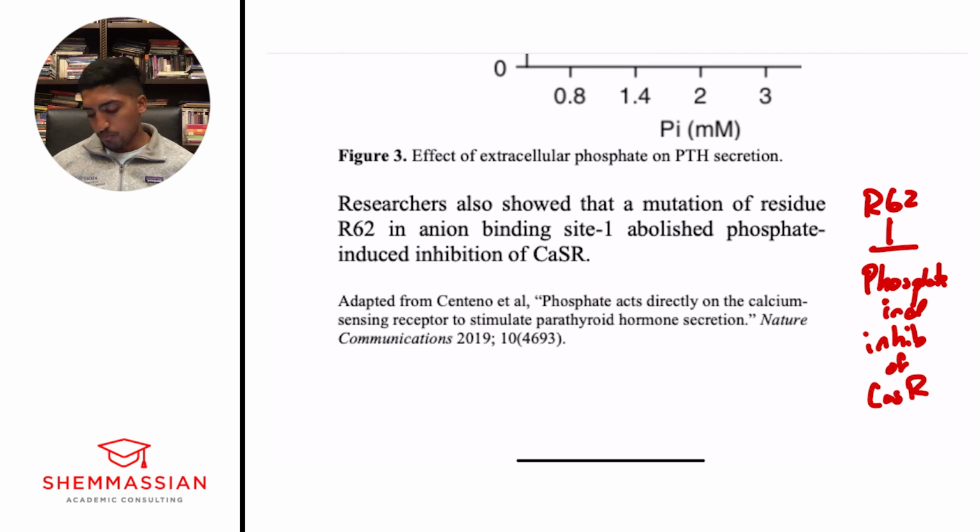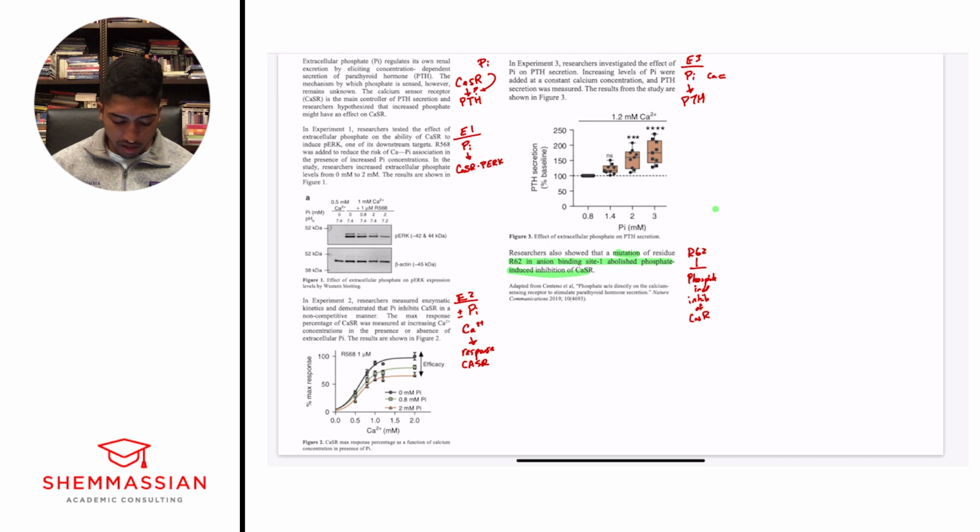This is probably a longer summary than I usually write, but it's a pretty important sentence to make sure we know, right? This one right here. Phosphate-induced inhibition is abolished by this R62 mutation. So with that, we have done our paragraph outline, and we have an understanding of exactly what's going on.